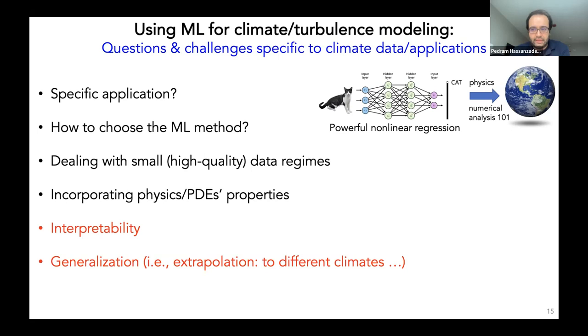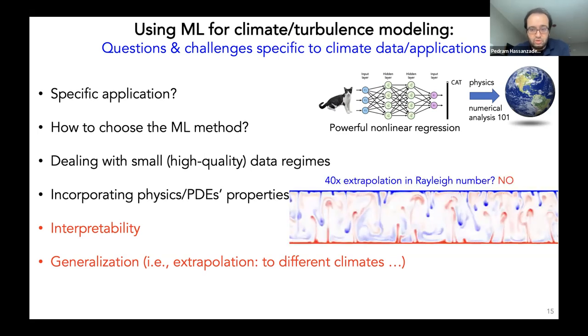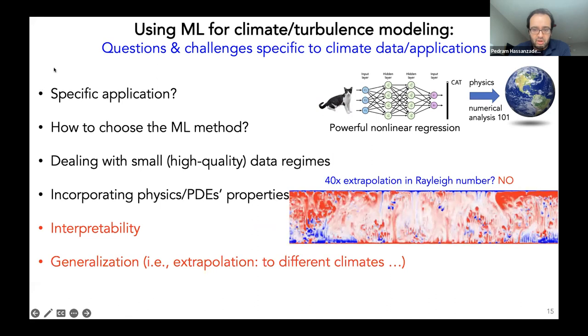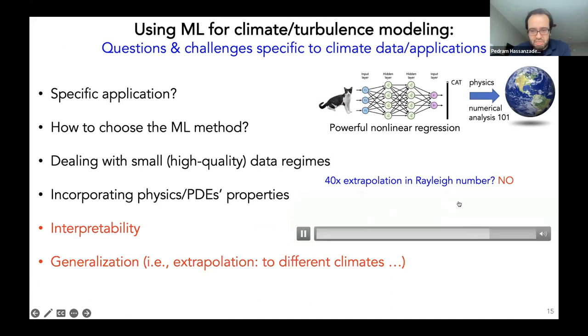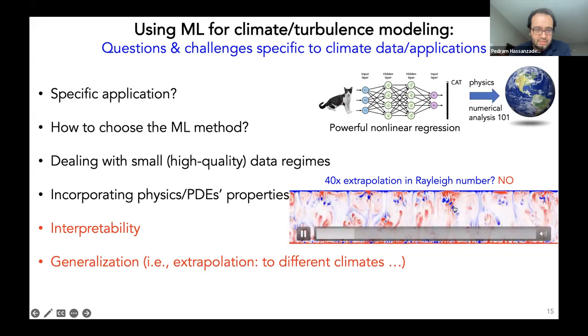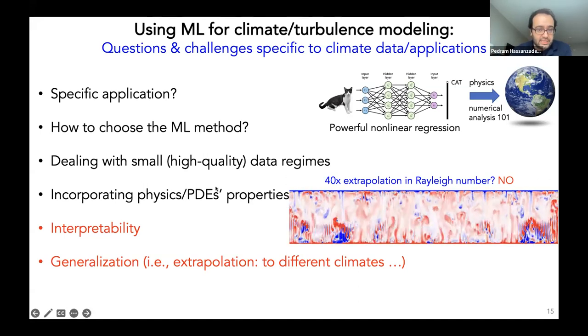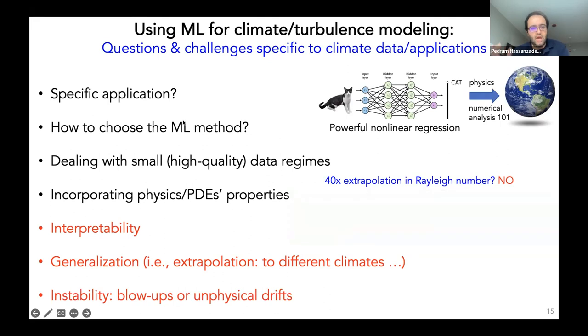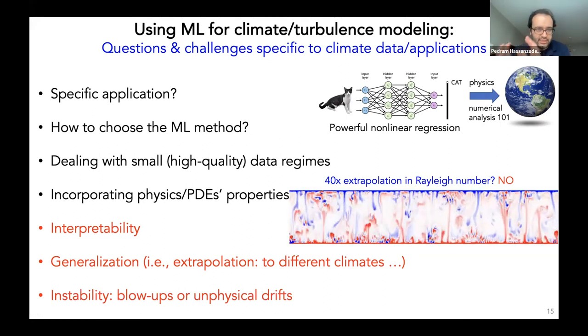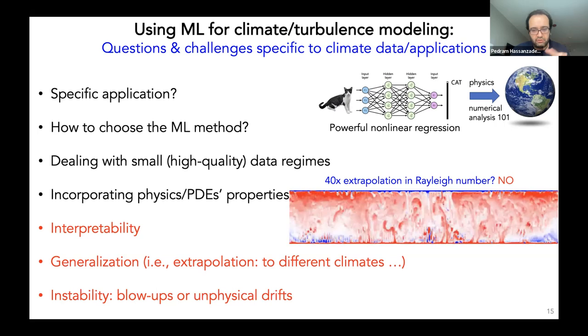Generalization, which is really out of distribution generalization or extrapolation to a different climate with a different forcing, a different circulation, is a major issue. We shouldn't expect these methods, whether it's a neural network or other kind of data-driven method, to extrapolate. This is the kind of problem you might see. This is in Rayleigh-Bénard convection when we expect a data-driven subgrid scale model to extrapolate to a 40 times higher Rayleigh number. And we see that very quickly the simulation just blows up. And in fact, instabilities are very common when we couple these machine learning techniques, the data-driven methods, with traditional numerical solvers.